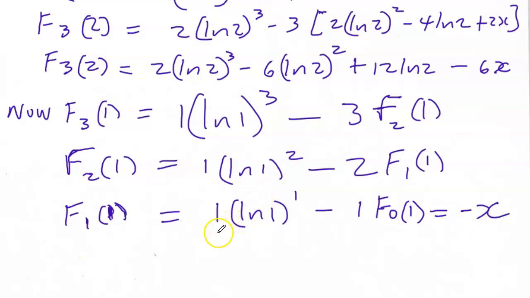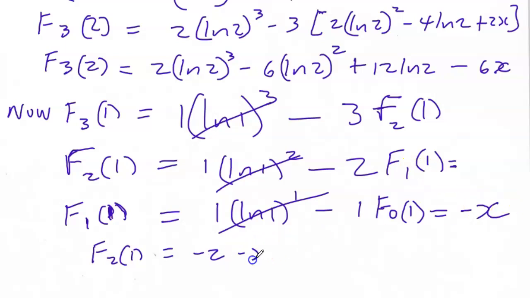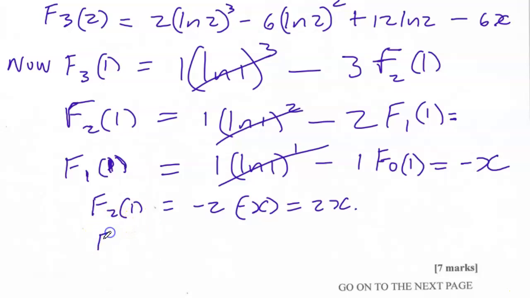As a matter of fact, all of this will be 0, since log 1 is 0. That's 0. That's 0. So f subscript 2 1 will be negative 2 times f11. Now remember, f11 is negative x. So negative 2 times negative x, that's positive 2x. And therefore, f subscript 3 1, notice, is negative 3 times f21. So it's negative 3 times f21, which is 2x. So it's times 2x.